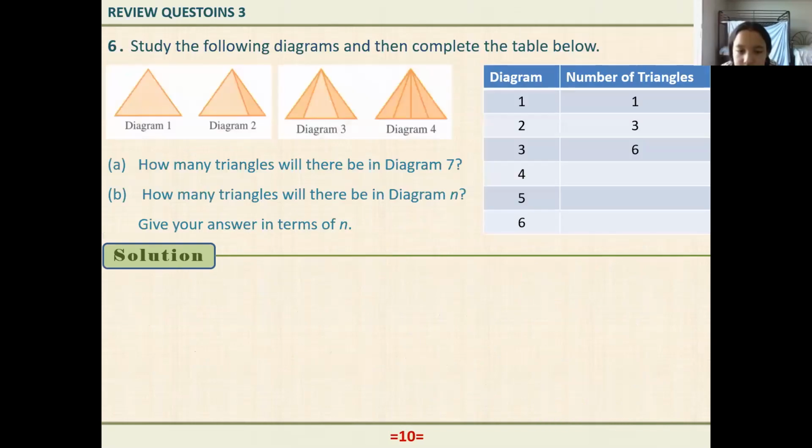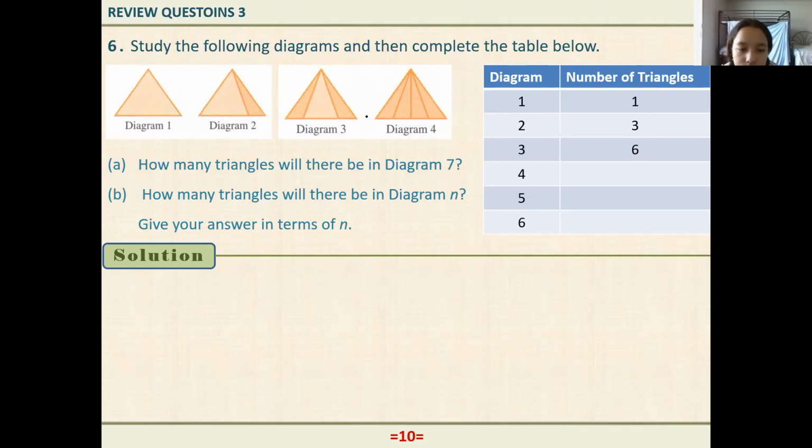Okay, that's our last question. Can you read the question? Study the following diagrams and then complete the table below. So here, diagram 1, 2, 3, 4, 5, 6, 7. And here we have the number of triangles: 1, 3, 6.